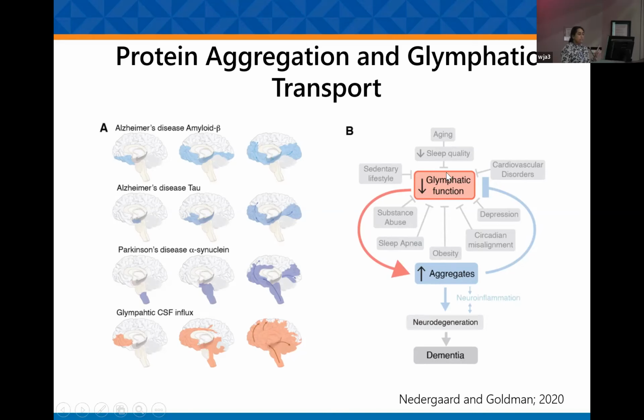It's almost like a feedback loop in some ways, where different things affect lymphatic function, such as aging, sleep quality, and sleep apnea. They also mentioned cardiovascular disorders that reduce your lymphatic function. You wind up developing aggregates, and that in turn reduces your lymphatic function again. And as these aggregates build up, you wind up developing neurodegeneration and then dementia.